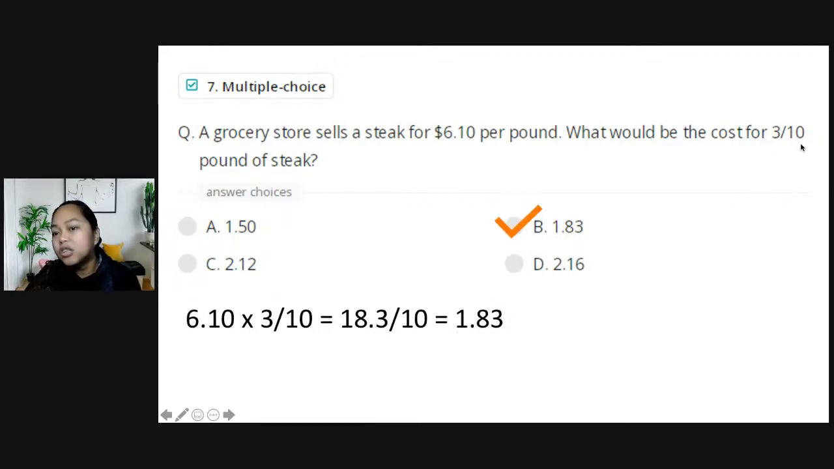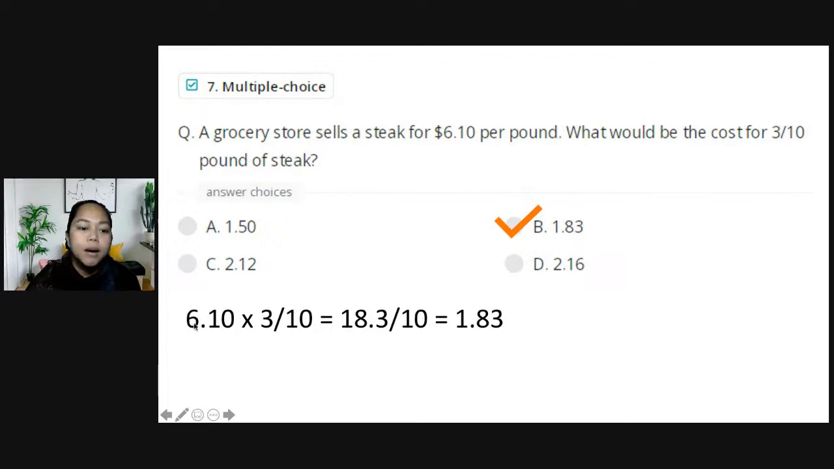Pwede din namang diretso, i-divide mo na tong 3 mo. 3 divided by 10, whenever you are dividing by multiples of 10, you simply move the decimal point according to the number of zeros that you have here. So in this case, in 3/10, meron kang isang zero. And so from 3, you just move the decimal point one time to the left, and you can multiply 6.10 by 0.3, and your answer would just be the same. Okay, your answer would still be 1.83.